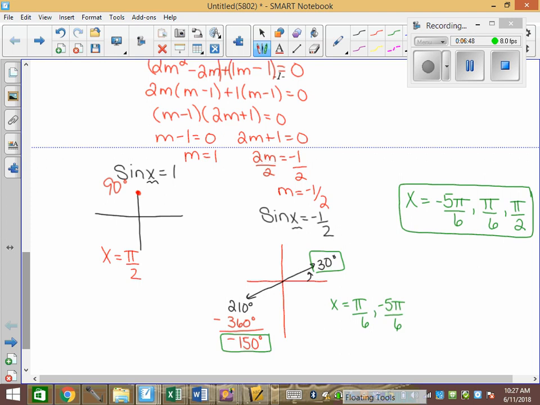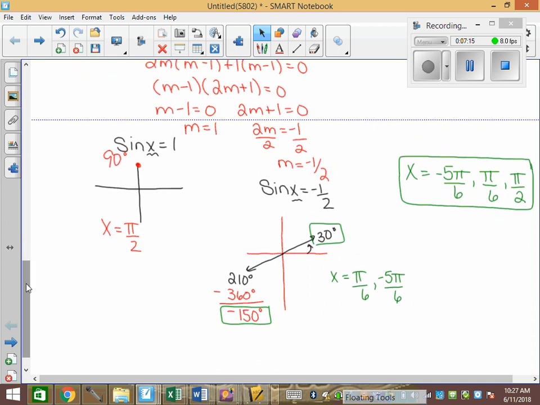Get out your calculators. How can we check it in our calculator? We have an equation. It has one variable. It has an equal sign. What can we do every single time? y1, y2. And change your domain.